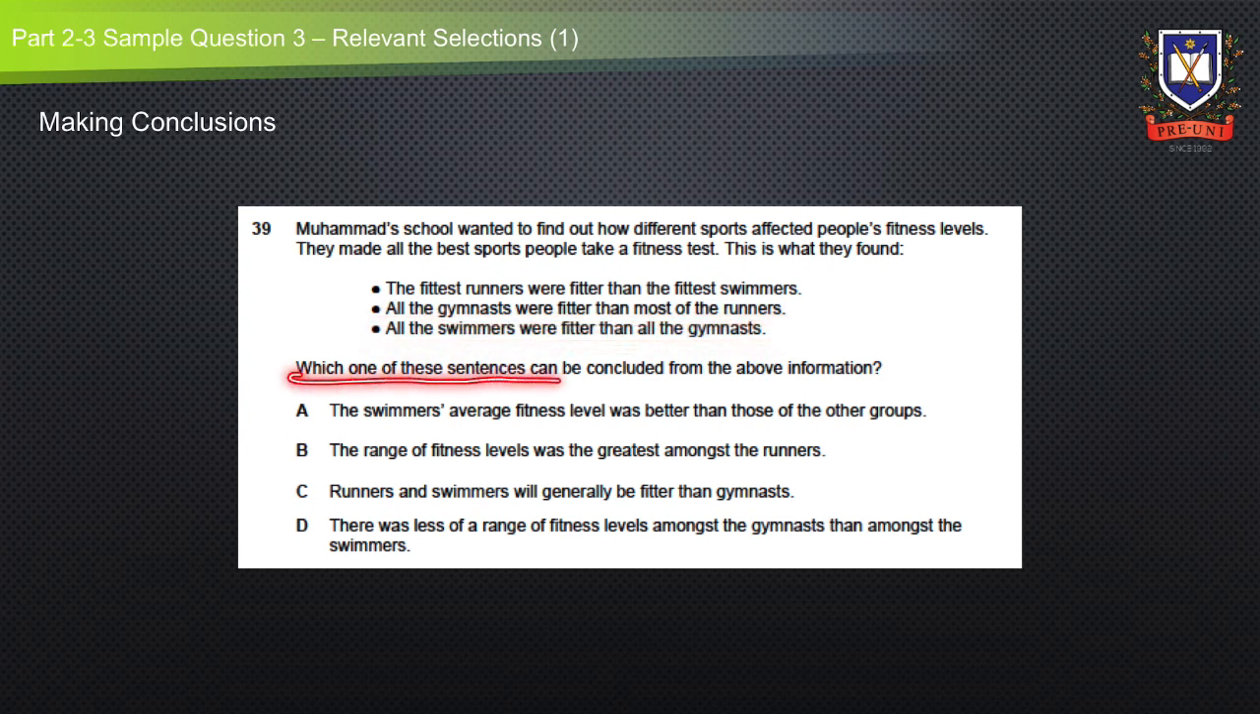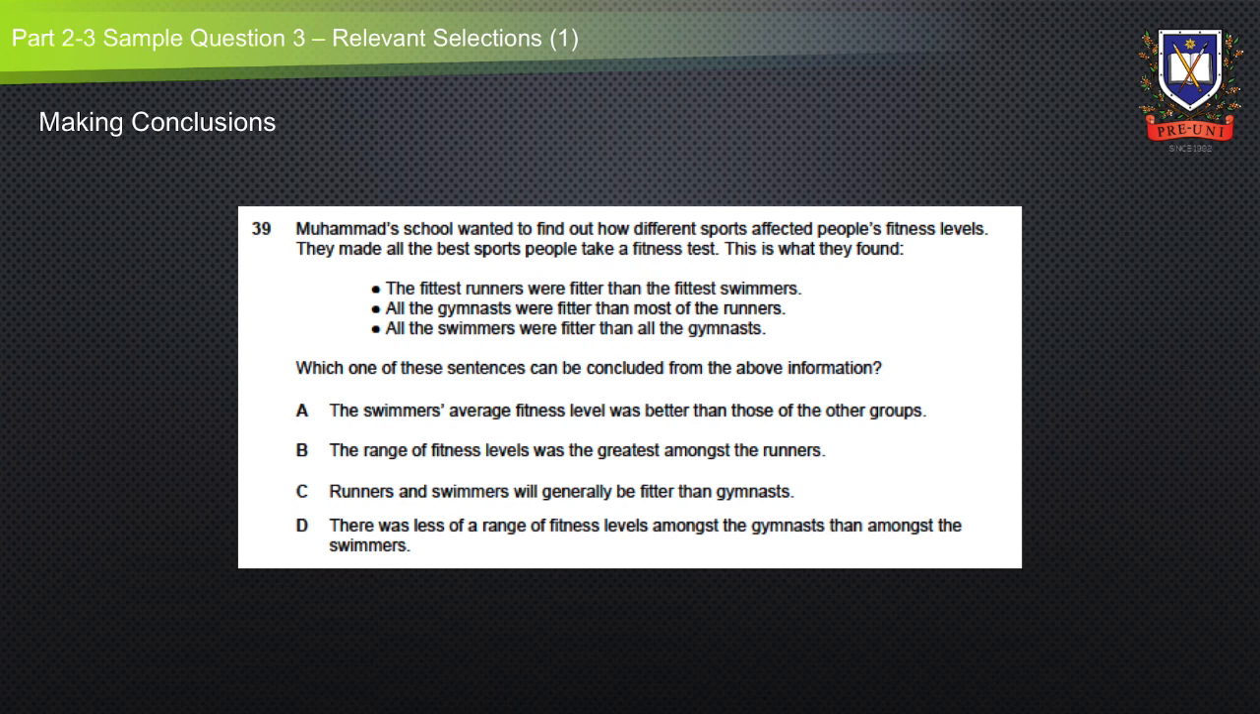Which of these sentences can be concluded from the above information? A. The swimmers' average fitness level was better than those of the other groups. B. The range of fitness levels was the greatest amongst the runners. C. Runners and swimmers would generally be fitter than gymnasts. Or D. There were less of a range of fitness levels among the gymnasts than among the swimmers. This question falls in the relevant selection question category, as this question requires students to find the relevant pieces of information to reach an appropriate conclusion.